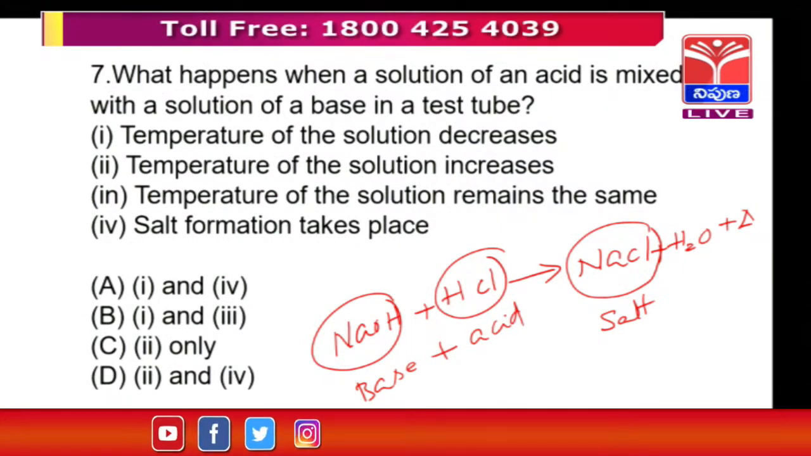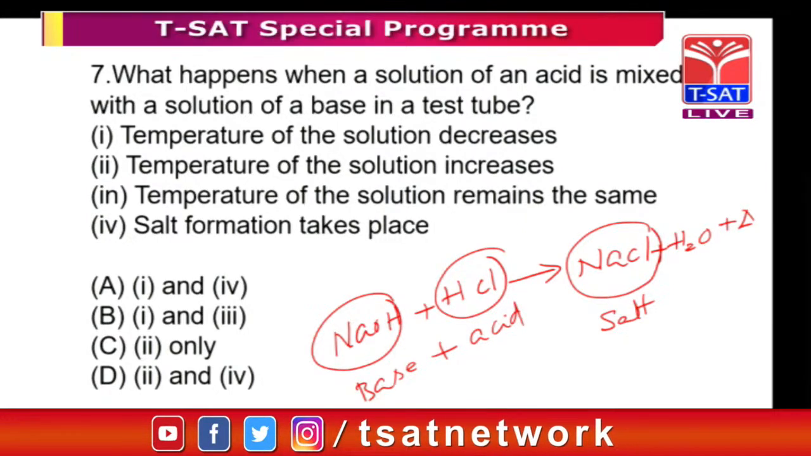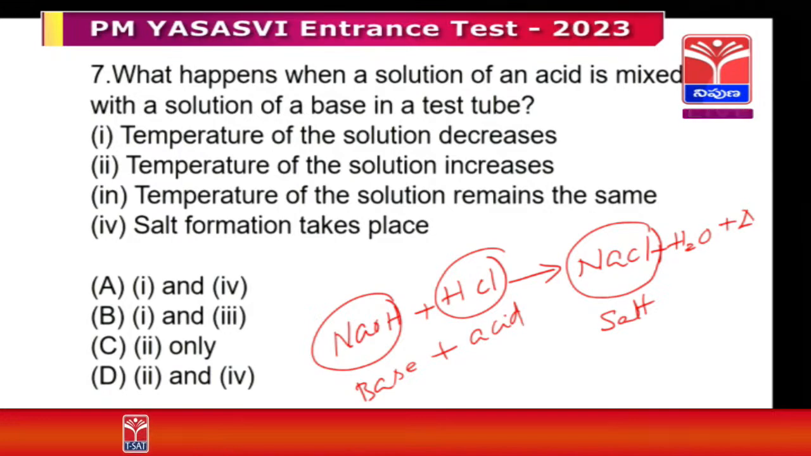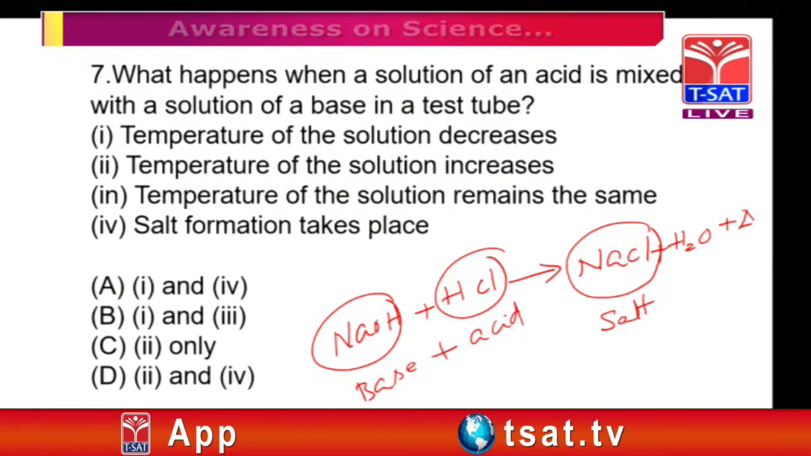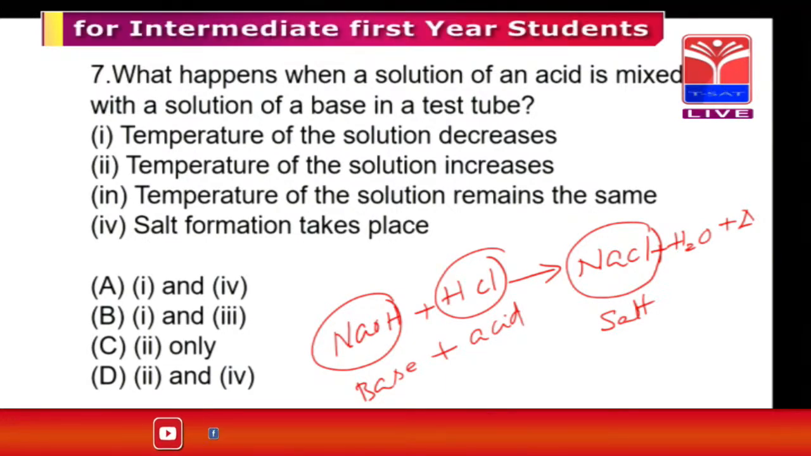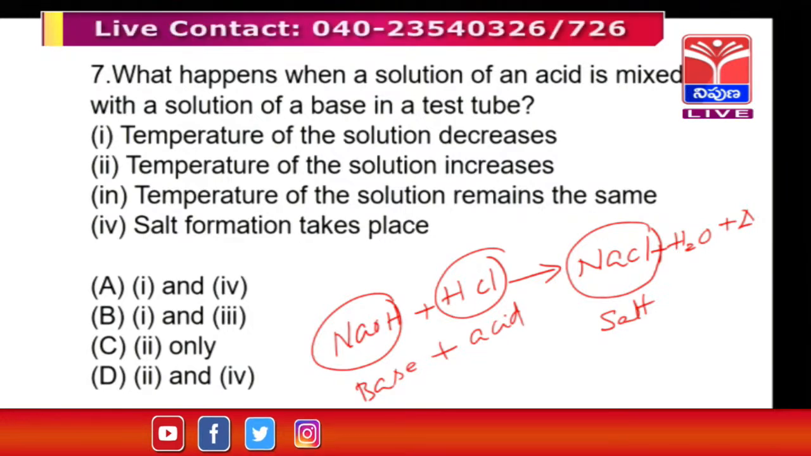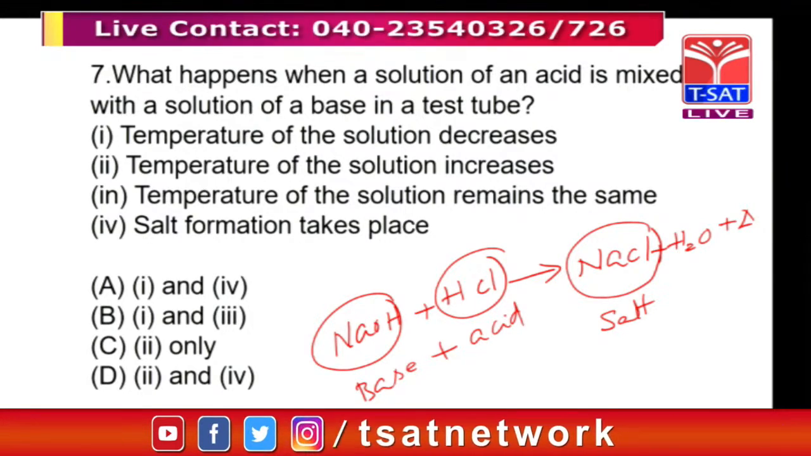So 4 is correct, but 1 is incorrect. Yeah. And 1 and 3 both are incorrect. Okay. And 2 only, but here the 4th statement is also right. That's why D option is right. 2 and 4, both options are right. Yeah. That's why they have given multiple options, 2 and 4.